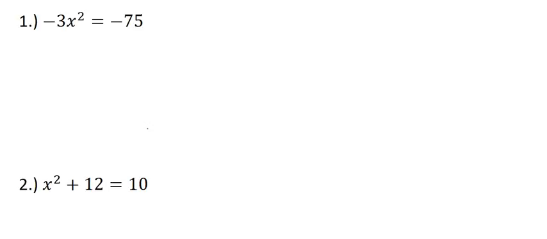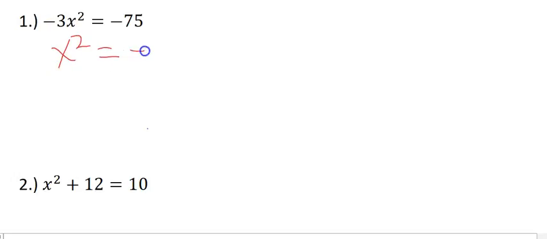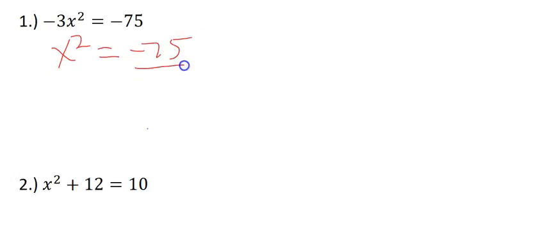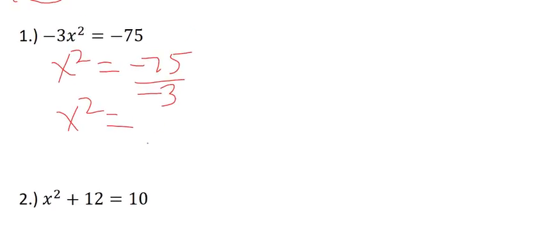So to solve for x here, what's the first thing we do? We're going to divide both sides by -3. So if we divide both sides by -3, x squared is going to be -75 over -3. So x squared is -75 divided by -3. That should be +25, because negative crosses out negative, you get positive.